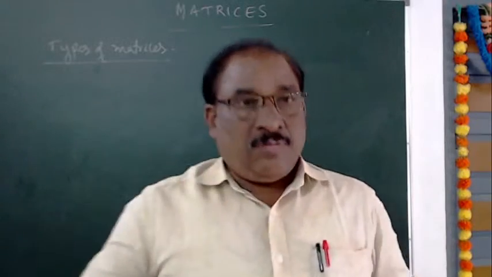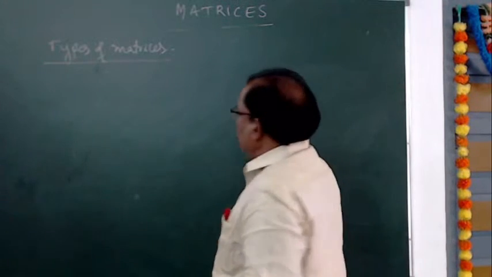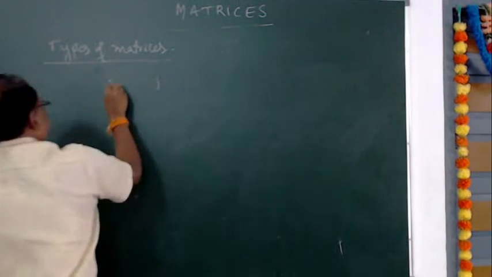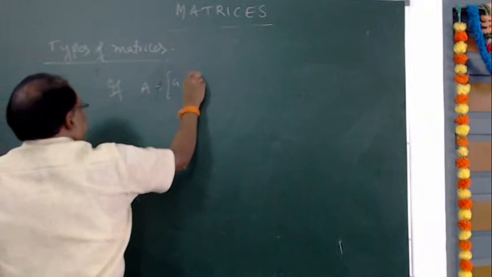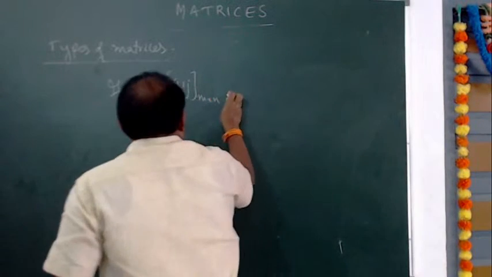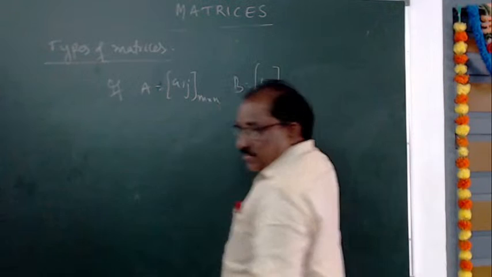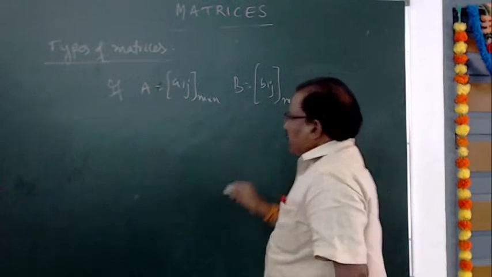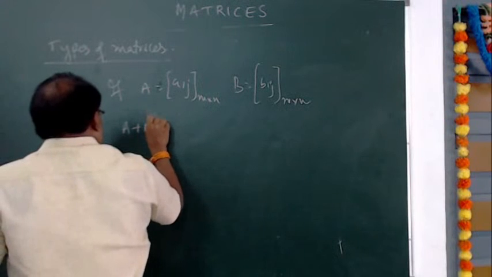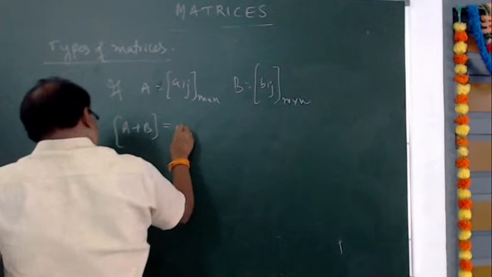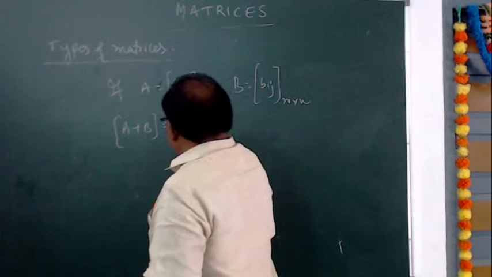By notation, mathematical reduction, we get the sum of the matrices. If matrix A is equal to Aij, this is order m by n, and B is equal to Bij, this is order m by n. You get the resulting matrix, or sum of the two matrices. Here, sum of the two matrices.